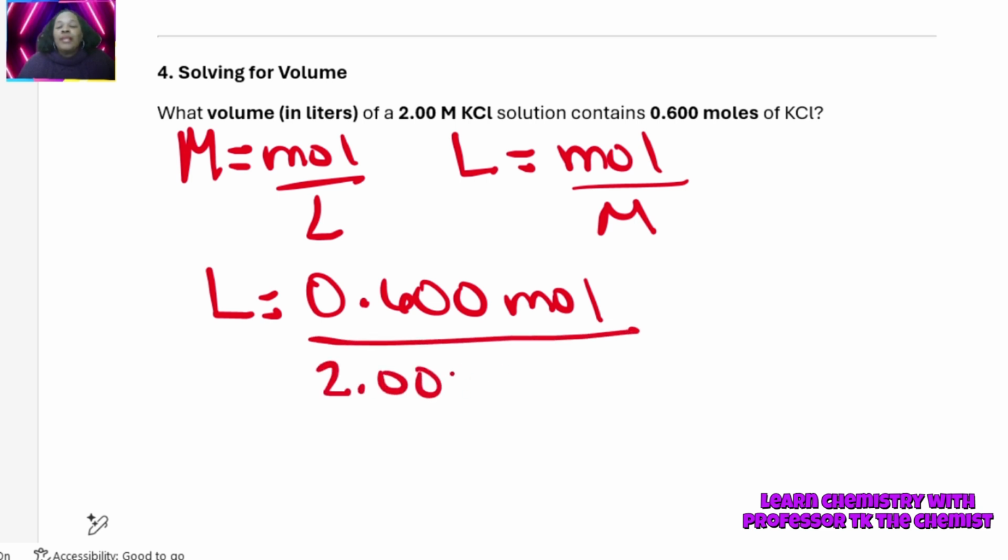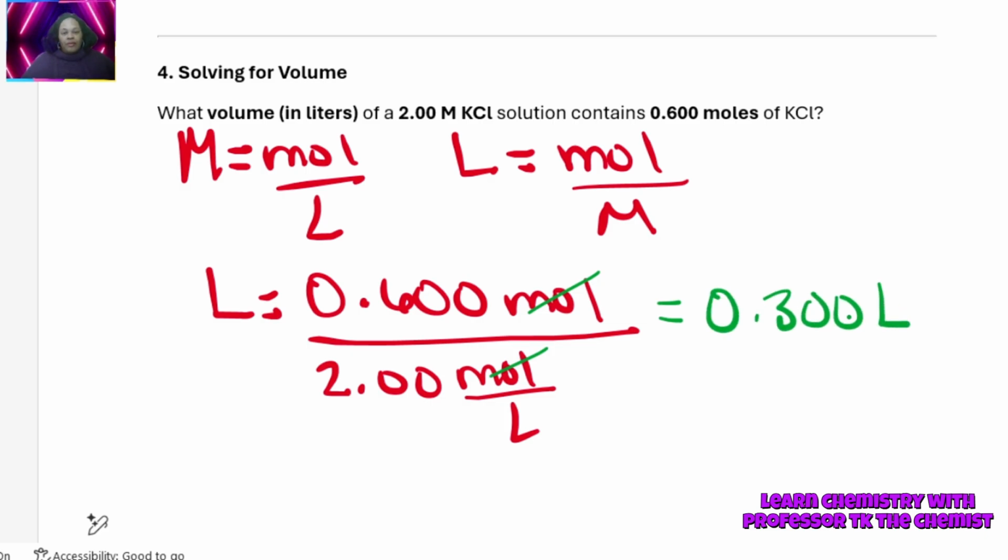Again, I'm going to replace the molarity unit with moles per liter instead of putting the big M there. And then my mole units are going to cancel out. And so now all I have to do is say 0.600 divided by 2.00 and I get 0.300 liters as my final answer. Yes, good job, Divine Elegance. Good job.